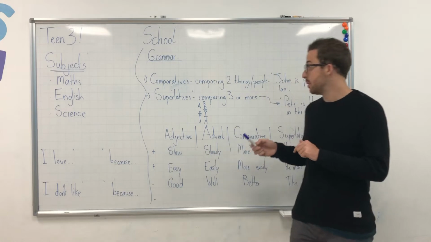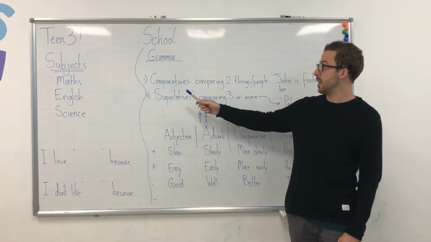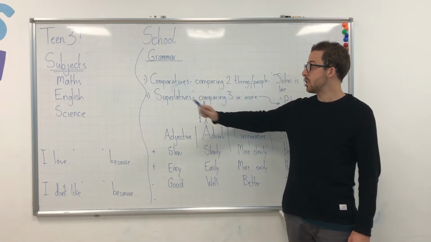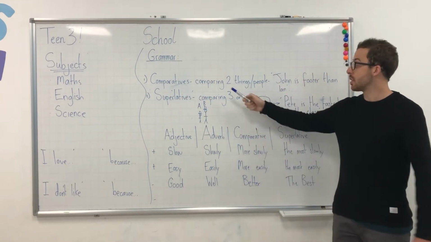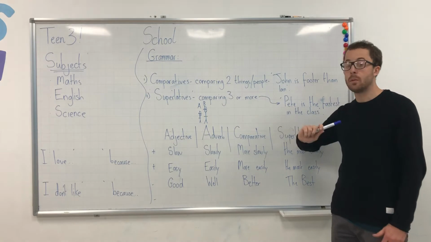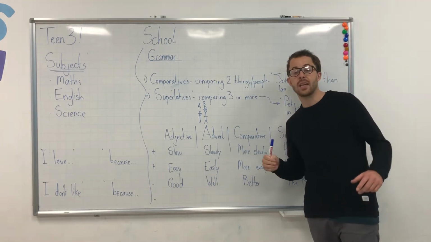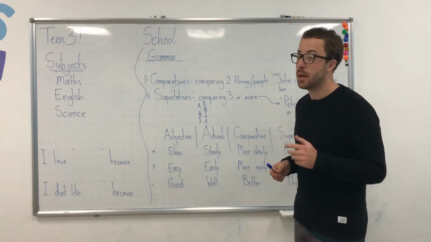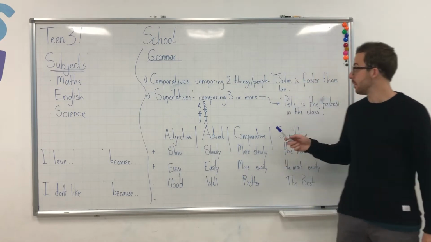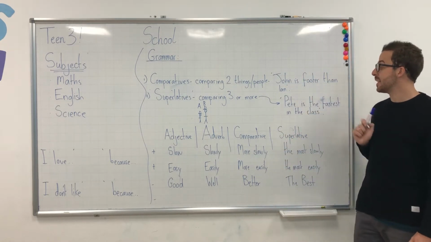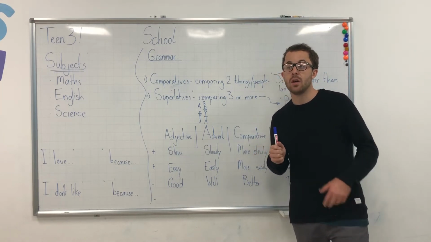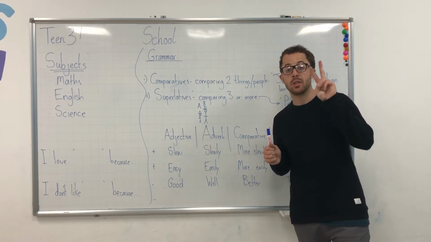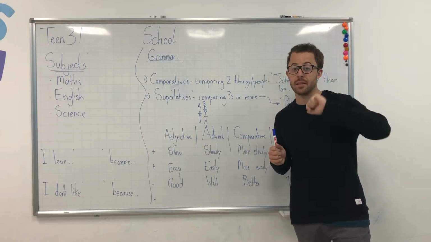So if we look at the whiteboard, okay, like I said today, comparatives and superlatives. When we talk about comparatives, this is going to be comparing two things or people, okay? So making a comparison between two. My example for you today, John is faster than Ian, okay? So now we know John is faster than Ian, that is between two people, John and Ian.